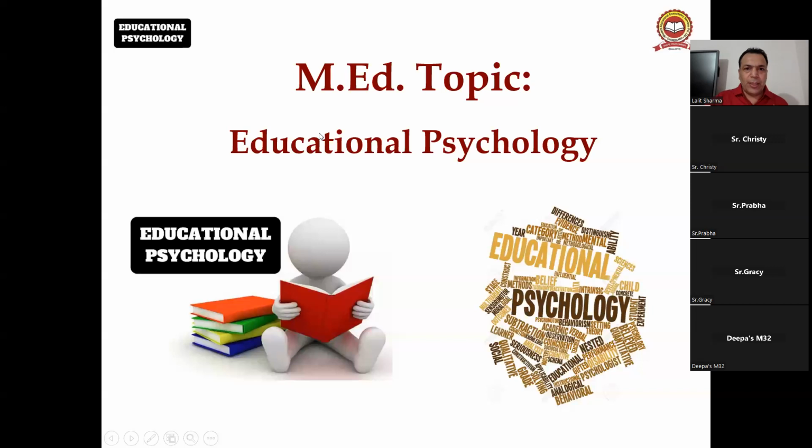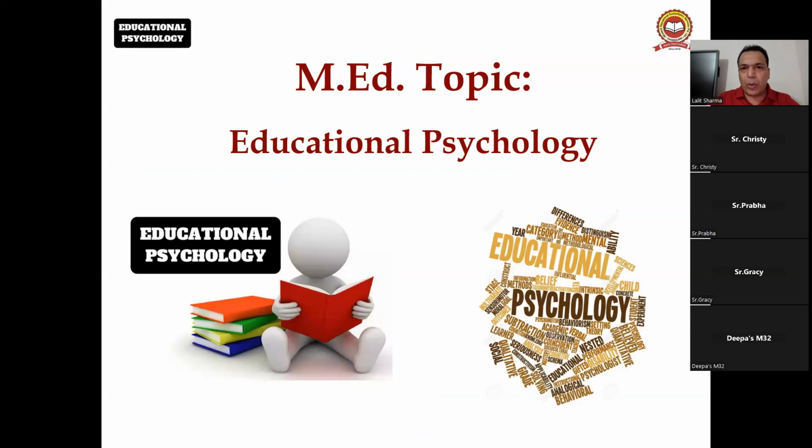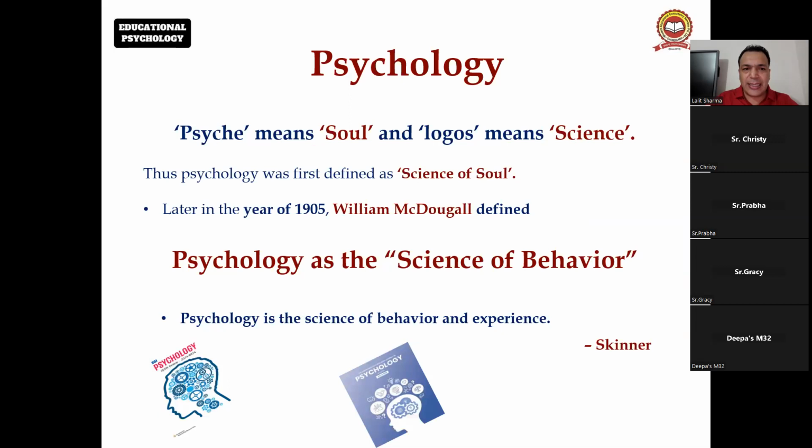Before educational psychology, you should know about psychology. What is psychology? Psychology is derived from two words: psyche and logos. The meaning of psyche is soul and logos means science. Earlier, many years back, psychology was defined as the science of soul. But nobody saw the soul, so this definition was discarded.